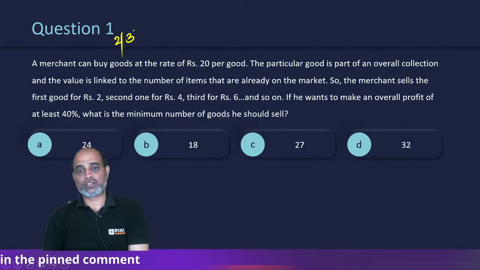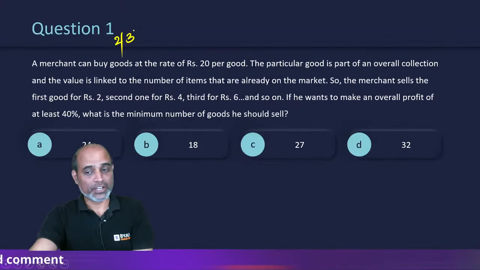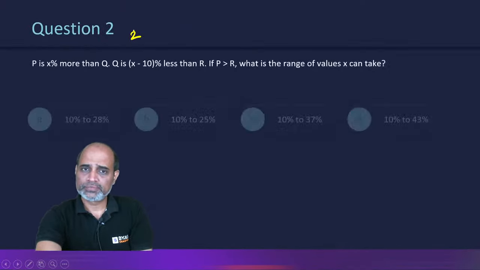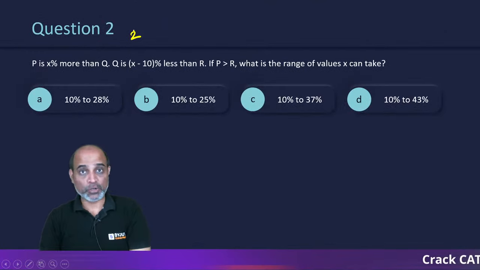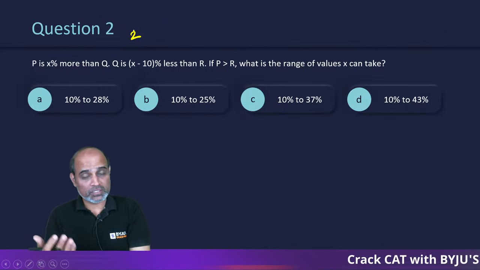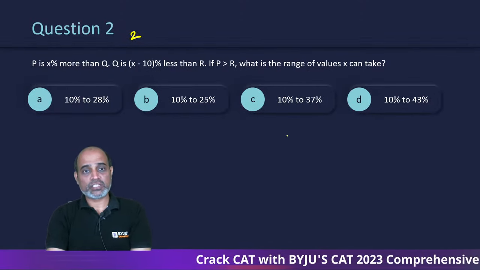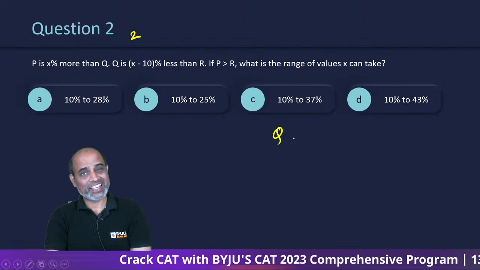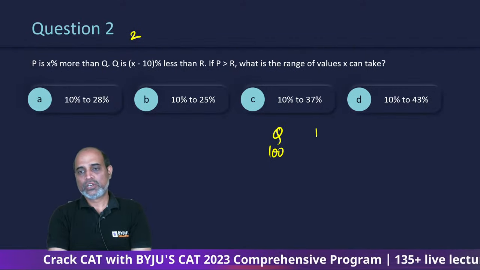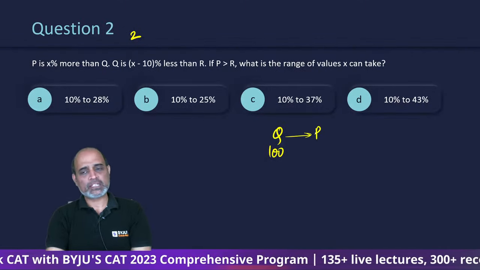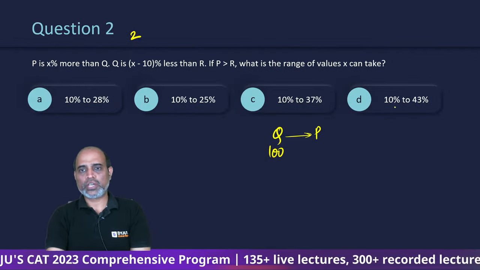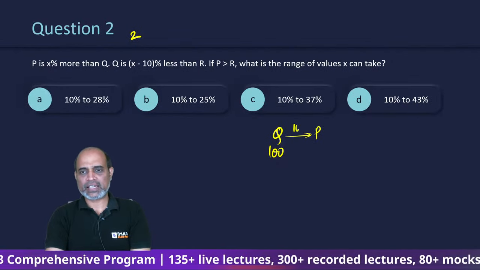So question number 1, lengthy, 2 or 3, ignore. नहीं करेंगे इसको अभी भी. Second वाला, हमने 2 mark करा था. From our experience, चलो let's try this. So it is given that P is x% more than Q. So if I take Q as 100, so P को मैं ले लेता हूँ x% more ना, So looking at the options, I will take X as 10%.